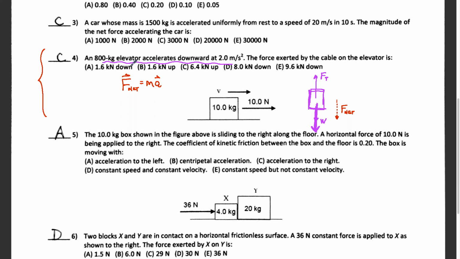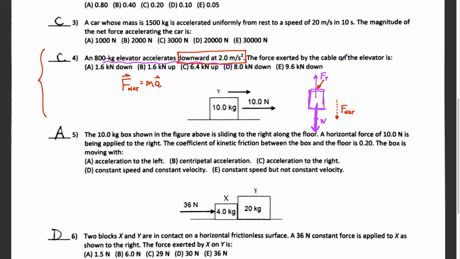And we're told that the acceleration is downwards. So therefore, the net force has to be downwards. There's another cue: the force exerted by the cable on the elevator. So the question is, what's the force of Ft?